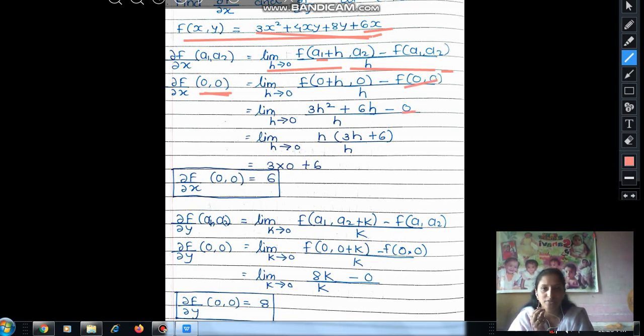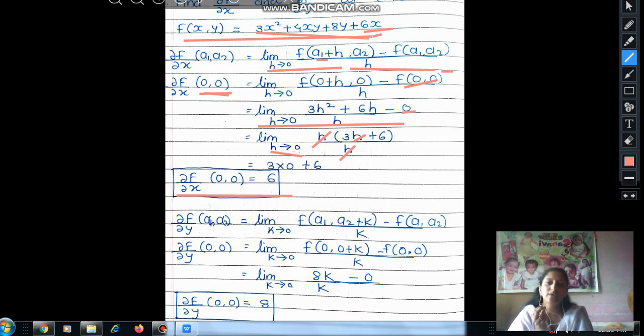So here remains only limit h tends to 0, (3h square plus 6h) upon h. Taking h common and cancelling it from numerator and denominator, remains limit h tends to 0, 3h plus 6. So putting value of h equal to 0, here we get the answer 6. So dou f by dou x at point (0, 0) is 6. Do you understand? It's quite simple.